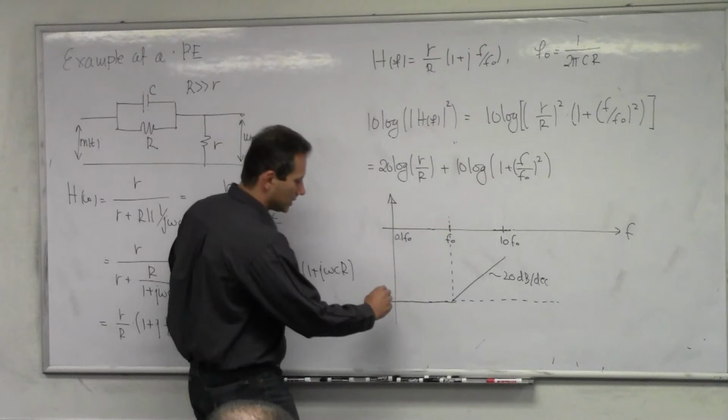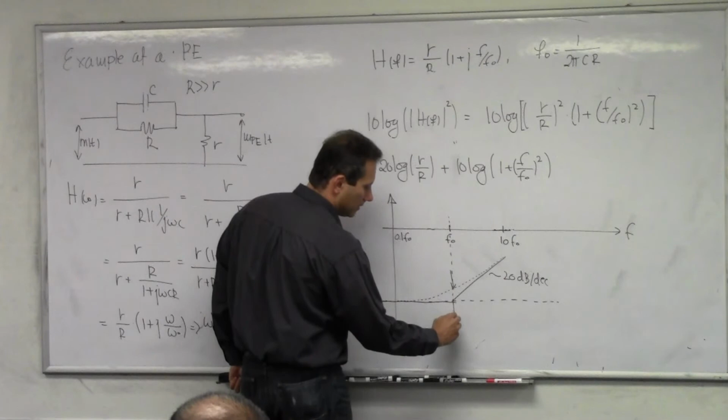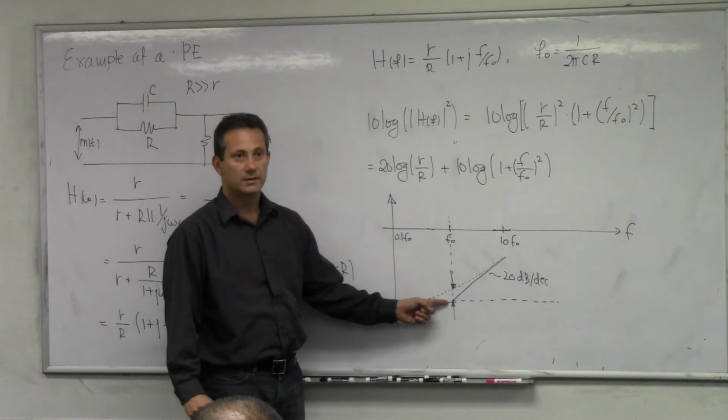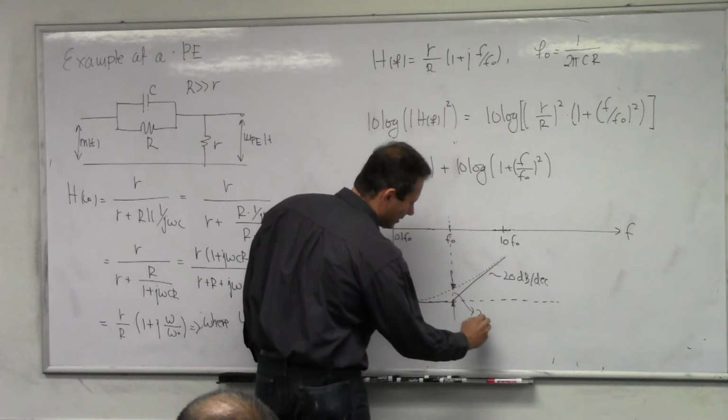It looks like this, right? It's pretty close here, and then it kind of goes like this. And then it's pretty close here as well. How large is this difference here? How large is this difference? 2? Any other suggestions? 3. So it's 3 dB. So here I'm 3 dB off. But generally this is the shape of the characteristics.